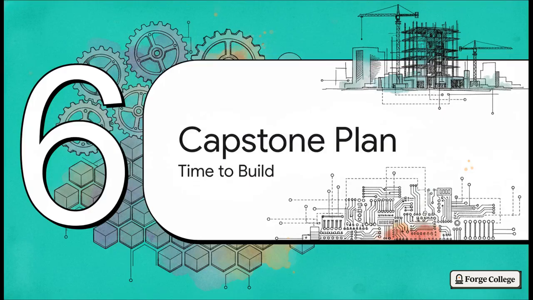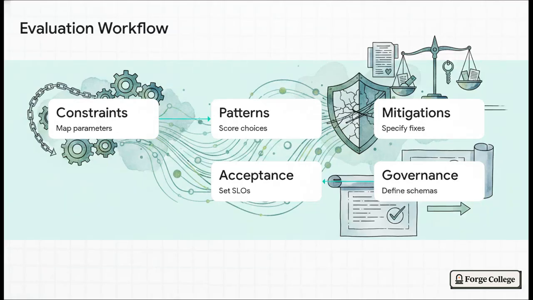Finally, Section 6, your capstone integration plan. Time to build. Okay, here is your ultimate blueprint checklist. These are 5 repeatable steps that you'll use to prioritize your engineering actions for your capstone project. Step 1. Gather constraints. Find out exactly what your application actually needs. Step 2. Map patterns directly to those constraints. Step 3. Define mitigations for where those patterns inevitably fall short. Step 4. Specify governance, literally who decides what. And Step 5. Set acceptance criteria and rollback plans.